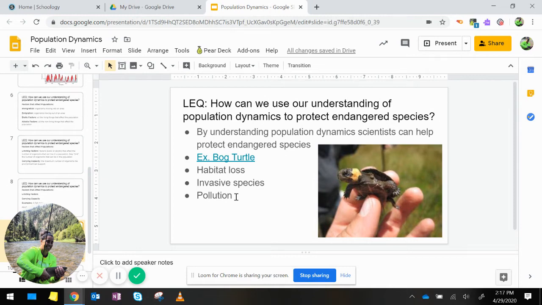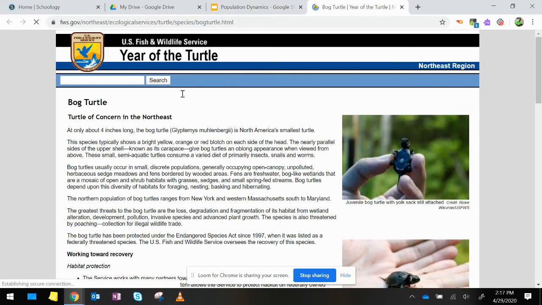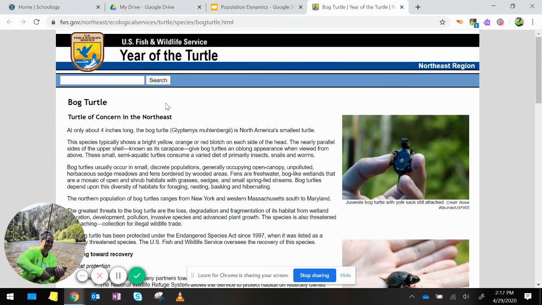So understanding how these factors affect the population of bog turtles, affect their dynamics, and affect whether they're increasing in number, maintaining their number, or decreasing in number will help us protect them. If you're interested in the bog turtle, I do have a link in the Google slides for you, where you can look at some of the bog turtle pictures and things like that. They're really, really cute.